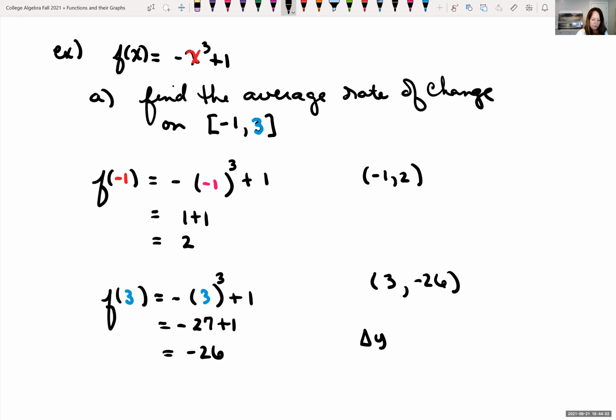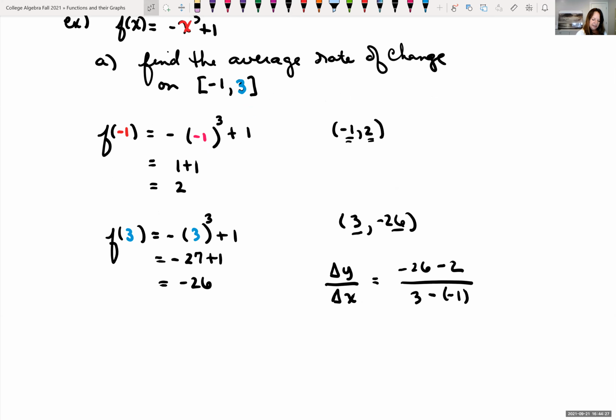So we're looking at the change in our y all over the change in our x. So if I look at negative 26 minus 2, and then change in my y, so 3 minus negative 1. So we get negative 28 in the numerator all over 3 plus 1 really, so 4, which is negative 7. So the average rate of change on that interval is negative 7.